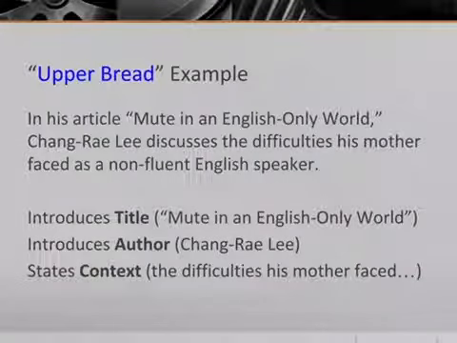Here's an example of the upper bread. In his article, Mute in an English-Only World, Chang-Rae Lee discusses the difficulties his mother faced as a non-fluent English speaker. As you can see, this sentence introduces the article title, the author's name, and the overall context. Chang-Rae Lee was discussing his mother's problems as she learned English. This is information necessary for us to fully understand the quote that will follow it.